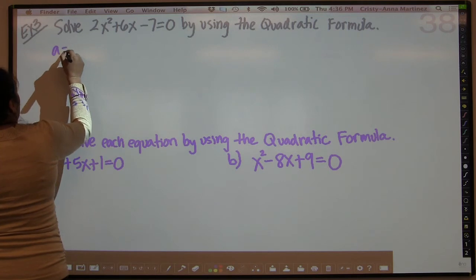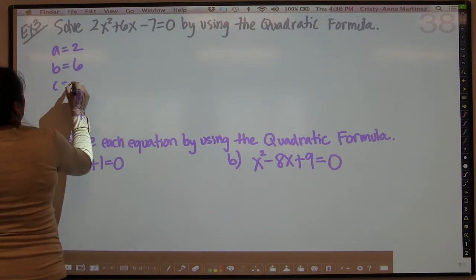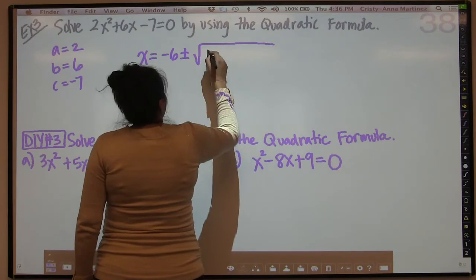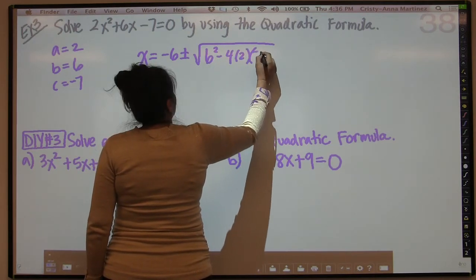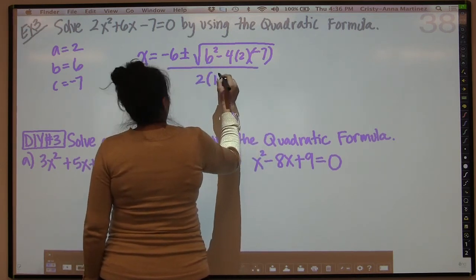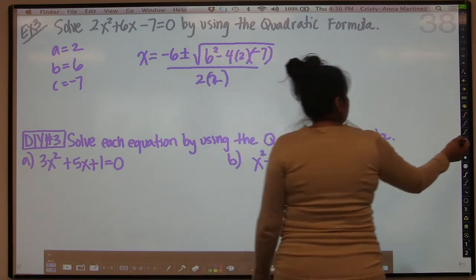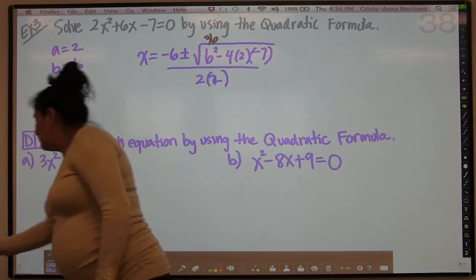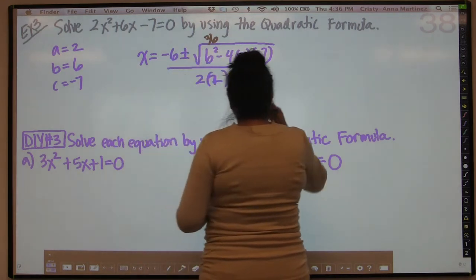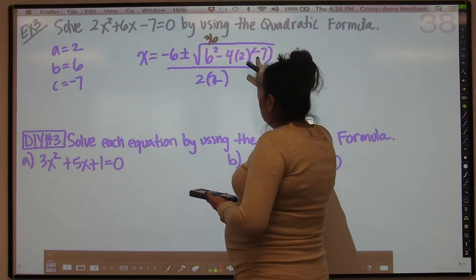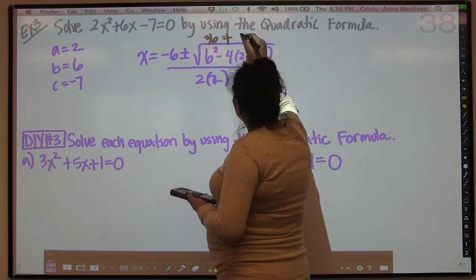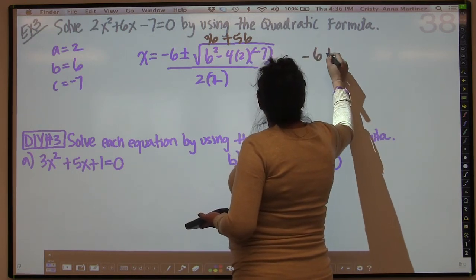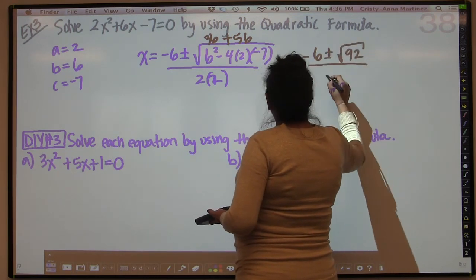So now we have a equals 2, b equals 6, and c equals negative 7. So here we go. X equals negative b plus or minus radical b squared minus 4ac all divided by 2a. Okay, so now 6 squared is 36, and 4 times 2 is 8, and 8 times negative 7 is negative 56. So we have minus a negative, that's going to be plus, so it's 36 plus 56, and 36 plus 56 is 92. So negative 6 plus or minus the square root of 92 over 4, because 2 times 2 is 4.